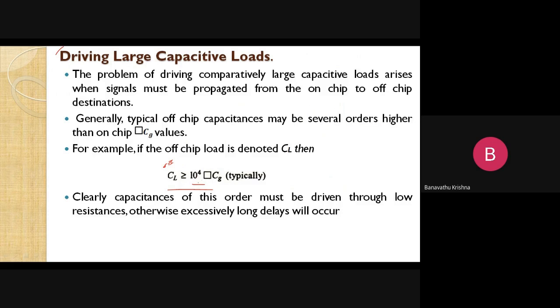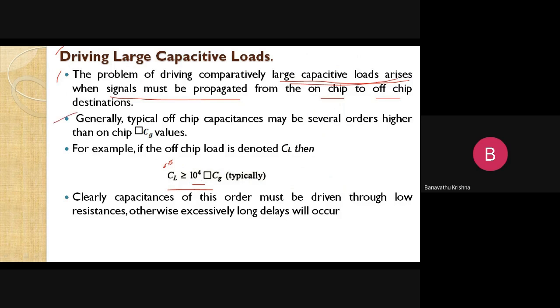That is 10 to the power of 4 square CG, right? Firstly, I want to discuss the first point. Let us go with the first point here. The problem of driving comparatively large capacity load arises here. So when the signal must be propagated from on chip to off chip, such large capacity loads will arise across these particular chips. Okay.